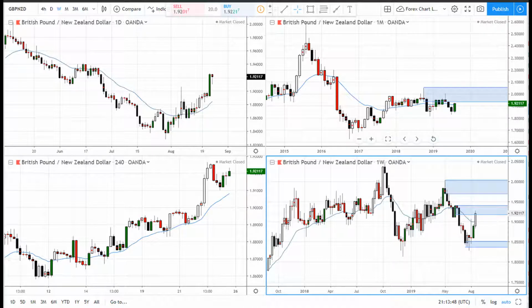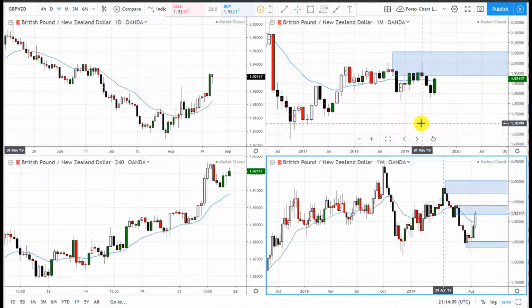Today we're going to take a look at some charts and see where we can identify supply and demand order flow and trade it for income. Let's take a look at the pound kiwi and see where we can identify supply and demand areas. It's been about a month since I've made an updated video on this Forex pair. So let's take a look on the monthly.